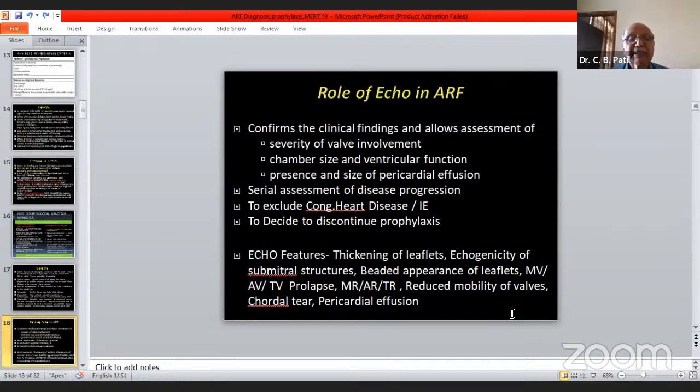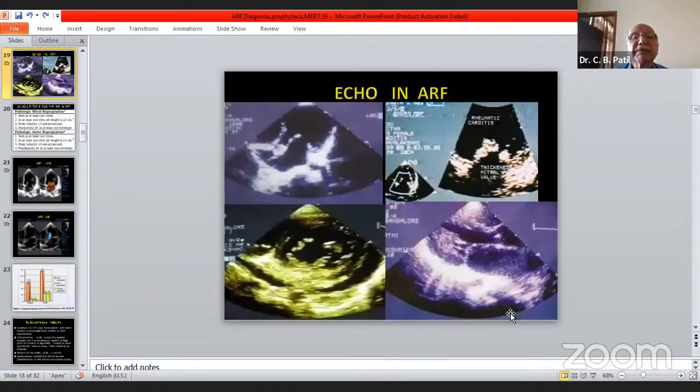What are the echo features? They are very important. Thickening of leaflets, echogenicity of submitral structures, beaded appearance of leaflets, mitral valve, aortic valve or tricuspid valve prolapse, mitral regurgitation, aortic regurgitation, tricuspid regurgitation can be there, reduced mobility of valves, chordal tear, and pericardial effusion can be there.